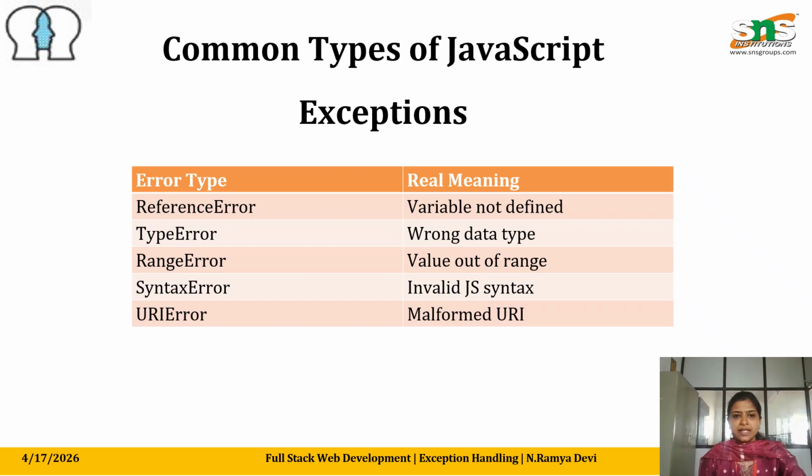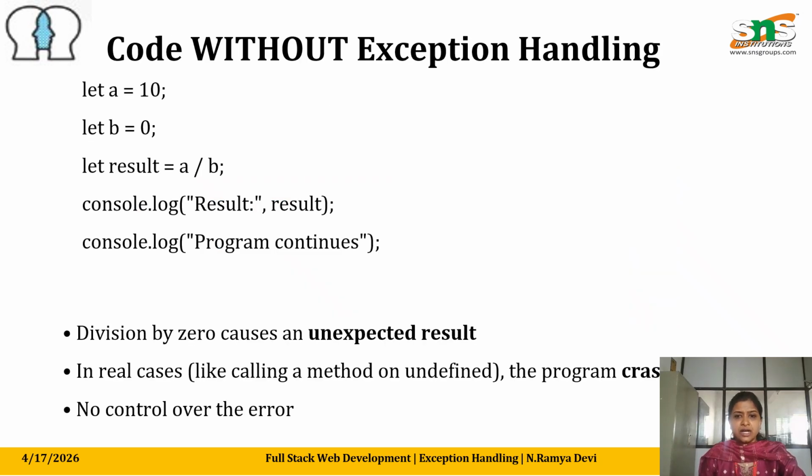So exception handling in JavaScript, these are the types of errors which we have seen already. And then exception handling in asynchronous mode. In modern JavaScript, many operations are asynchronous, such as API calls or file handling. Exception handling in such cases requires a special mechanism to properly catch and manage errors without breaking the execution flow. And this is a code which we have used without exception handling.